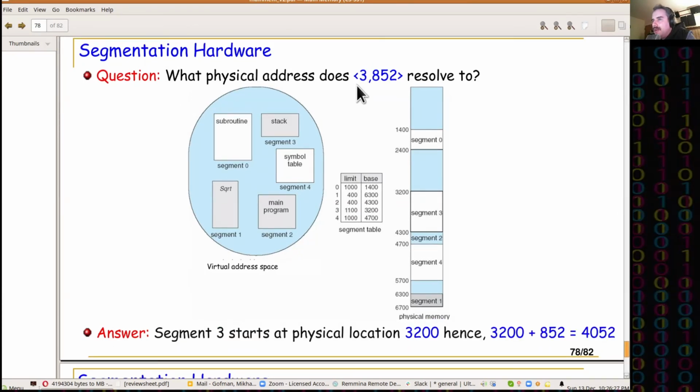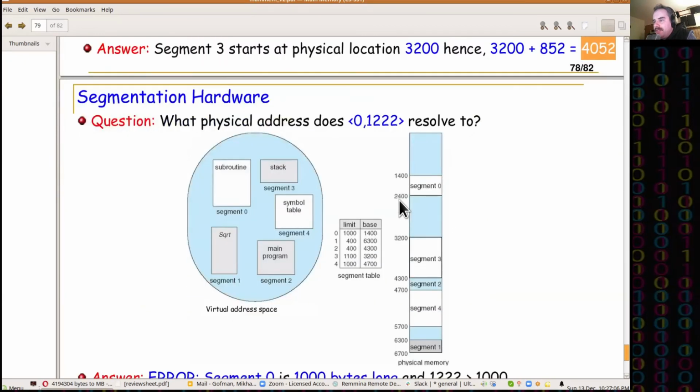Let's take a look at another example. Suppose the process wants to access offset 852 in segment 3. Well, we index into segment number 3 in the segment table using the segment number. We see the limit is 1100, which is greater than 852. And to convert it to the physical address, we add the offset, which is 852, to the base, which is 3200. So we get a physical address of 4052.